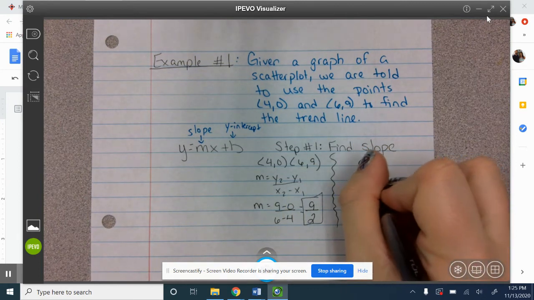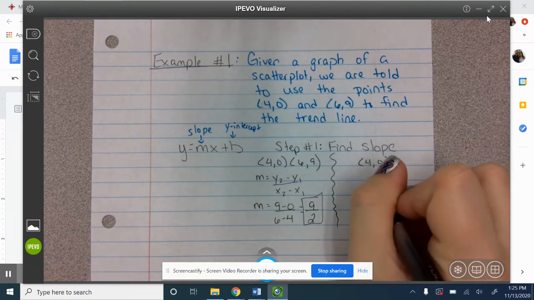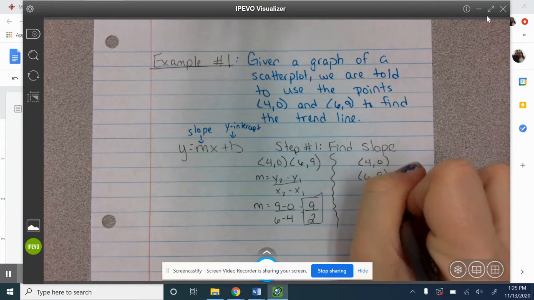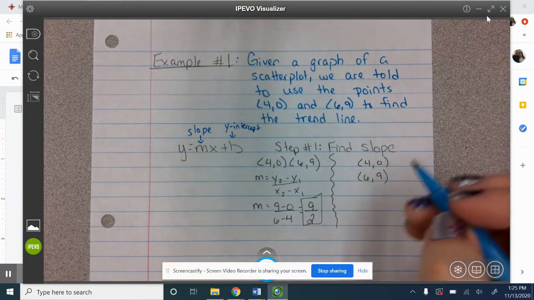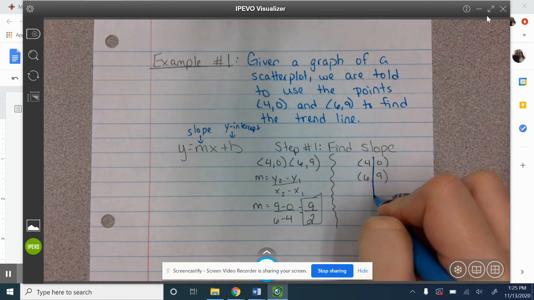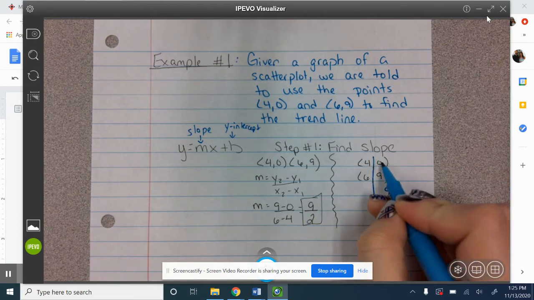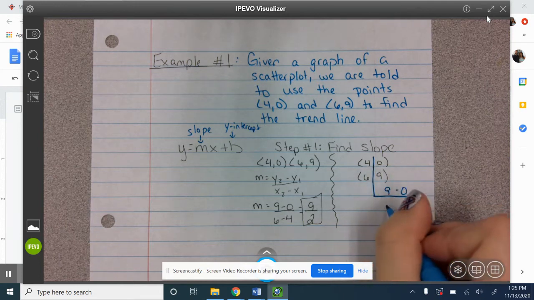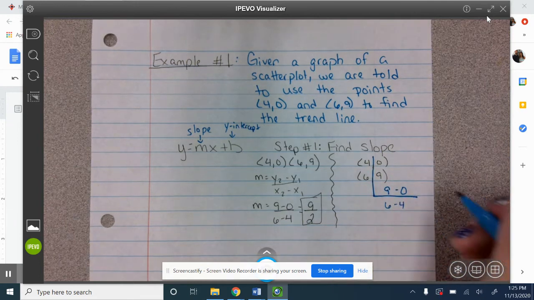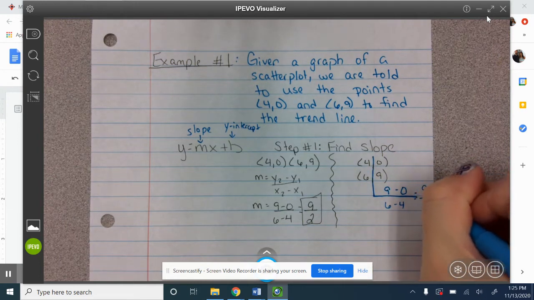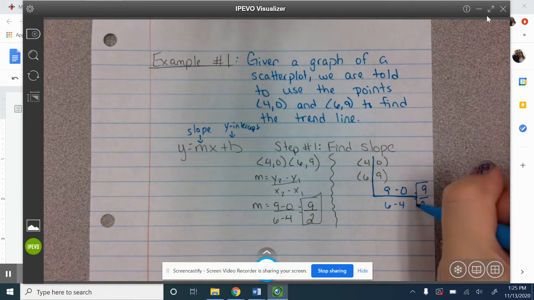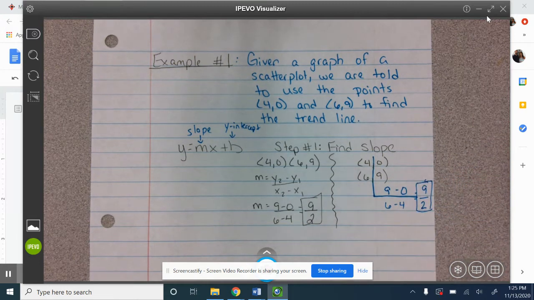Now, if I do the L method, remember I'm going to take my 2 points and I'm going to stack them up. And I'll write this in a different color so you can see it. We're going to draw our L. And we subtract 9 minus 0 and 6 minus 4. 9 minus 0 is 9. 6 minus 4 is 2. So either way that we found the slope, we found a slope of 9 over 2.